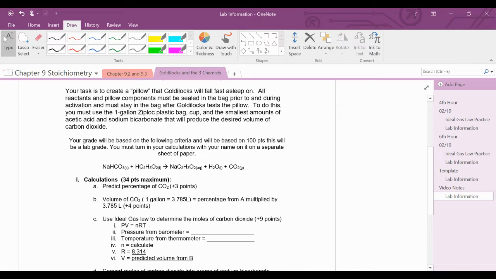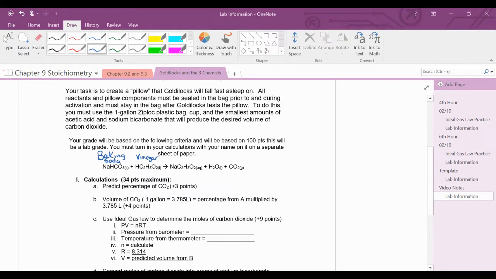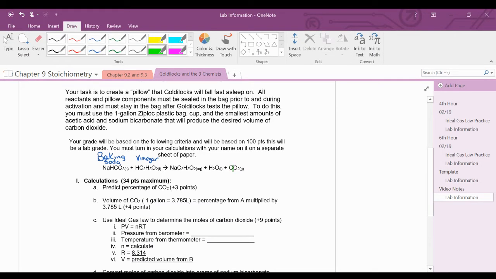So we have the chemical reaction: sodium bicarbonate, which is baking soda, reacts with acetic acid, which is vinegar, and produces sodium acetate, water, and carbon dioxide. The product we are worried about for our pillow is carbon dioxide.